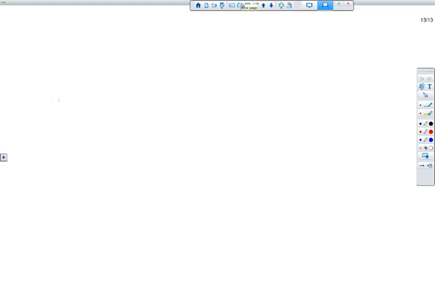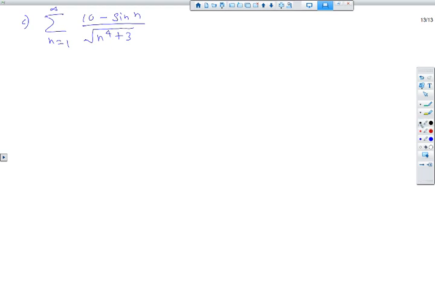So, case C. Sigma n going from 1 to infinity, square root of (10 minus sine n) over (n to the 4th plus 3). Let's put the square root here. Okay, something like that. It looks complicated, but once you know it, you can see that this is actually a very simple problem. We need to notice a few things. First thing is, we know that there's a sine here.